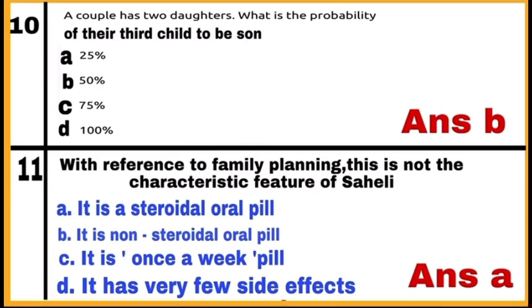Question 11. With reference to family planning, this is not the characteristic feature of Saheli. A. It is a steroidal oral pill. It is wrong. Saheli is a non-steroidal oral pill. It is a once a week pill and it has very few side effects. So the statement given in A is not a characteristic feature of Saheli. Mark A as the correct answer.